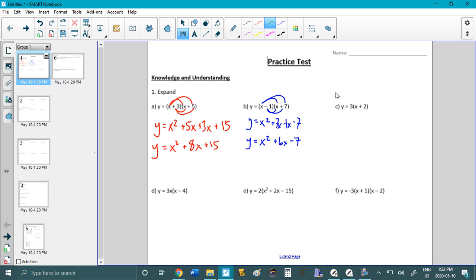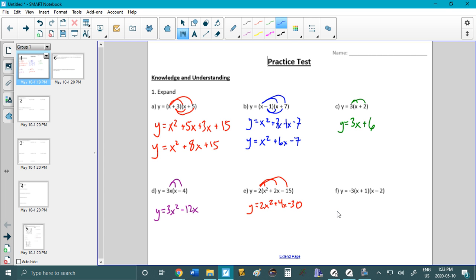So this next one might look weird, but it's actually a lot easier. All you have to do is multiply through by the 3. So 3x plus 6. Okay, next up, we just multiply through by 3x. So 3x times x is 3x squared, and 3x times negative 4 is negative 12x. All right, next one, we multiply through by 2. So 2x squared plus 4x, and minus 30.